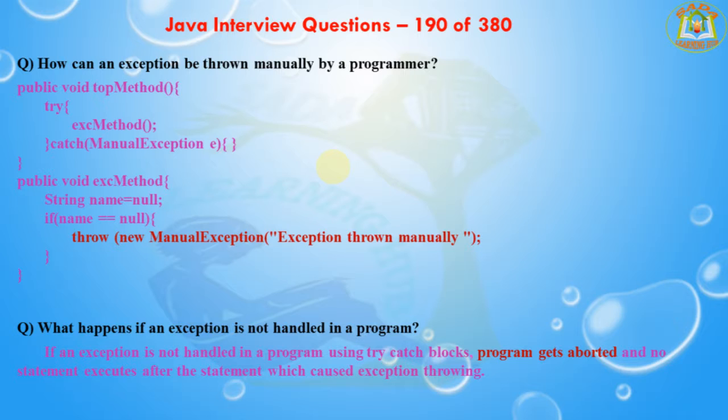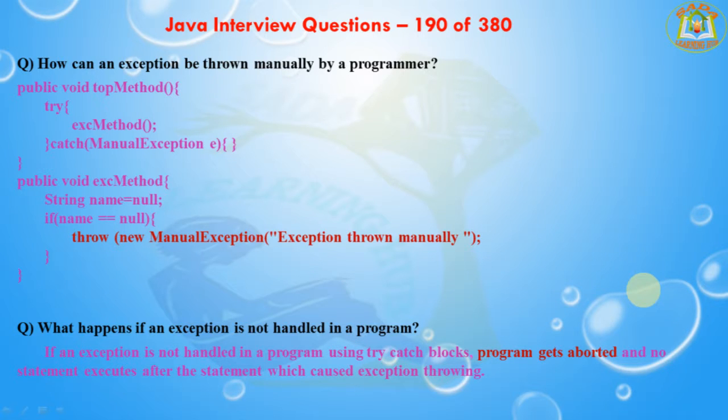For example, if you see, I have created one class. I have created one method here, that is the top method, and one more method, the execute method. In this execute method, I am throwing an exception. This is a manual exception. I have created a custom exception. Whatever exception is raised here, I am throwing to that particular class.